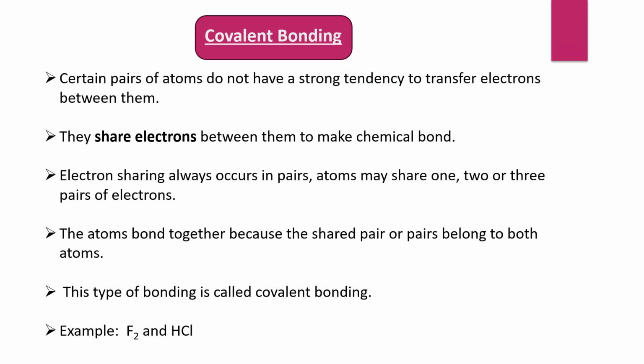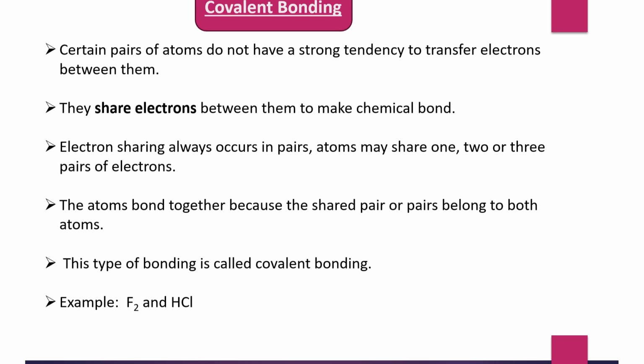Covalent bonding. Certain pairs of atoms do not have a strong tendency to transfer electrons between them. They share electrons between them to make a chemical bond. Electron sharing always occurs in pairs. Atoms may share 1, 2 or 3 pairs of electrons. The atoms bond together because the shared pair or pairs belong to both of the atoms. This type of bonding is called covalent bonding. Example, fluorine molecule and hydrochloric acid.